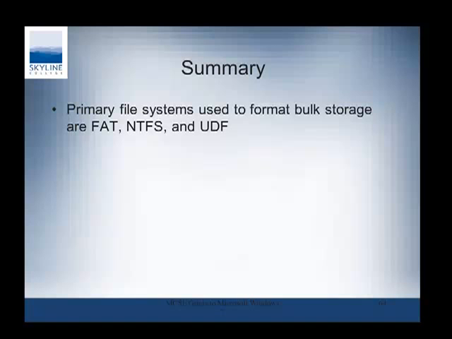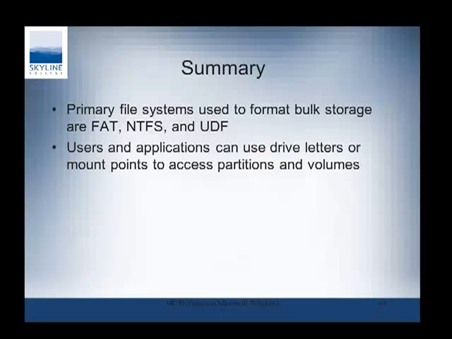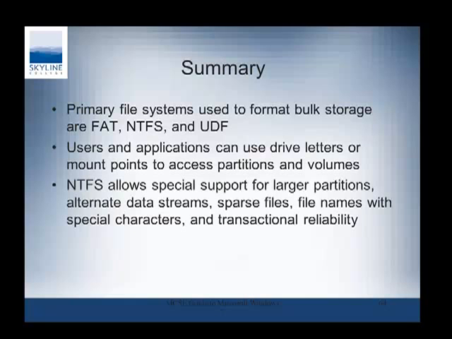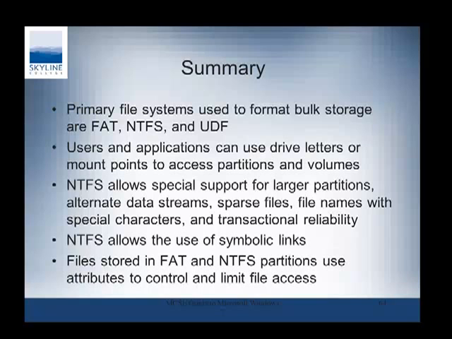The file systems that are available on Windows 7, bulk storage: FAT, NTFS, UDF, and we have backward compatibility with the CDFS file system. FAT, unless you've got a good reason to use it, you really don't want to go there. Drive letters and mount points we looked at allow support for larger partitions, alternate data streams. Alternate data streams can be good or bad. Sparse files get back some of the space in files that really aren't being used. You can use symbolic links stored in FAT and NTFS partitions. Use attributes to control and limit file access. All of the clever stuff is only available in NTFS.